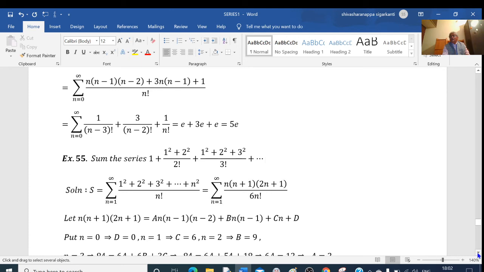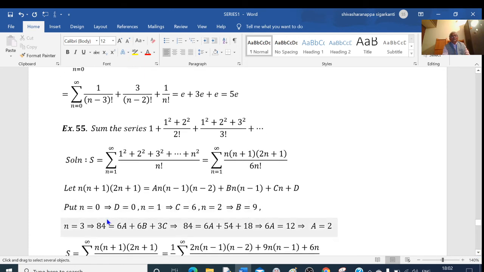Now I will write this numerator, that is n into n plus 1 into 2n plus 1, and here again the power becomes 3, as A into n into n minus 1 into n minus 2 plus B into n into n minus 1 plus C n plus D. Here you can multiply the left hand side and the right hand side, and compare the coefficients of the like powers of n. Or you can find it like this also.